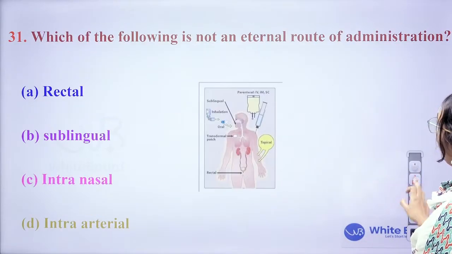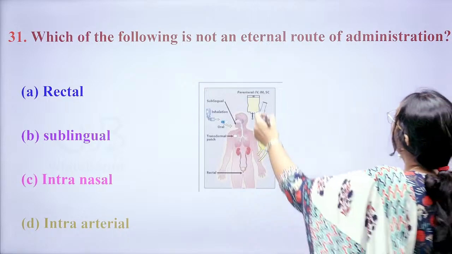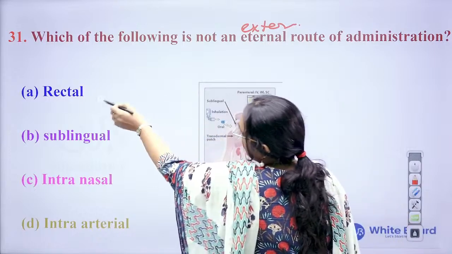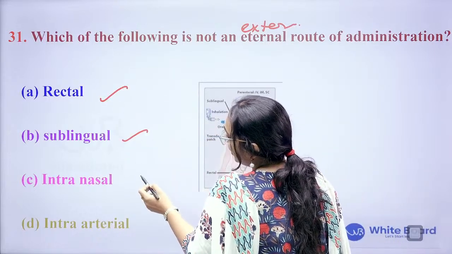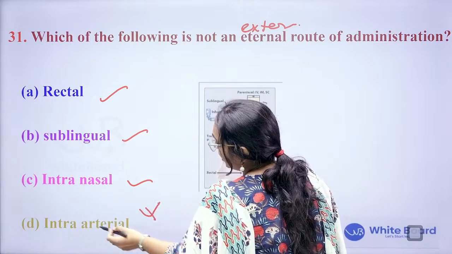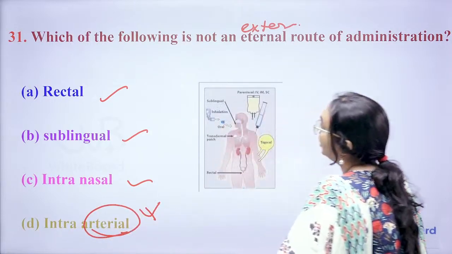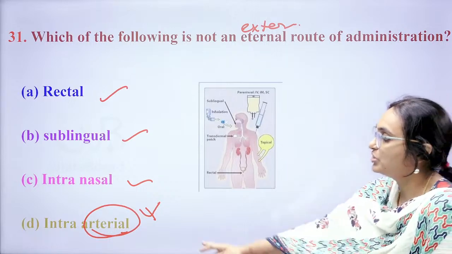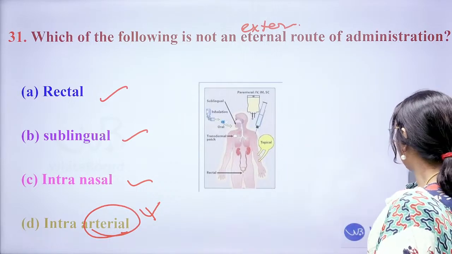Next, which of the following is not an external route of administration? Rectal is external, sublingual is external, intranasal is external, intraarterial. Here this is not an external route of administration. So, option is here D, 31.